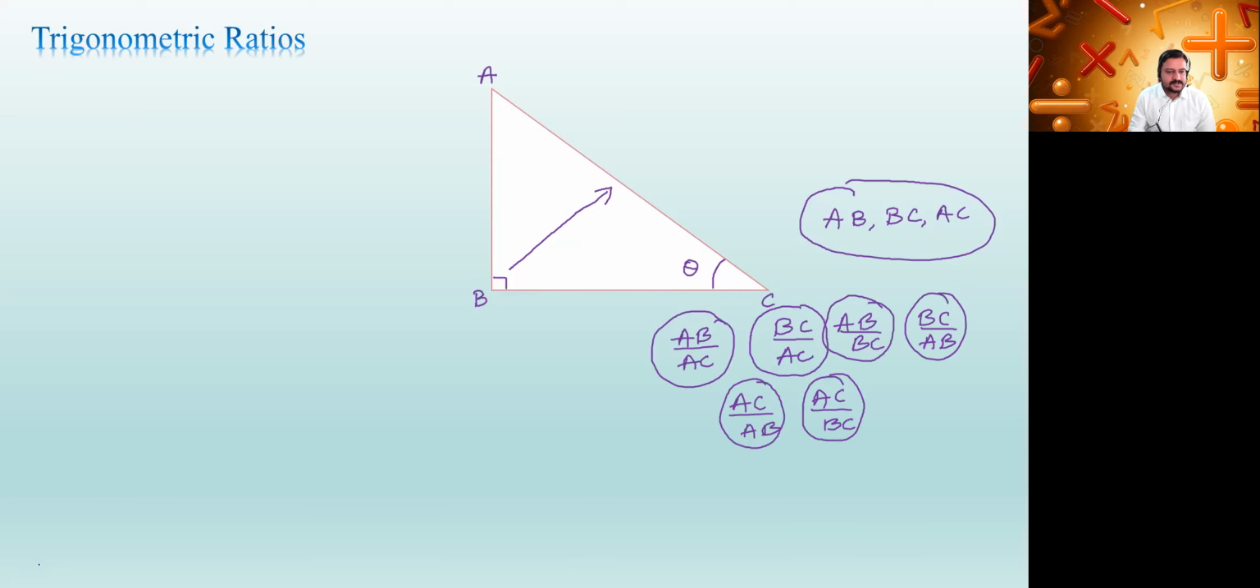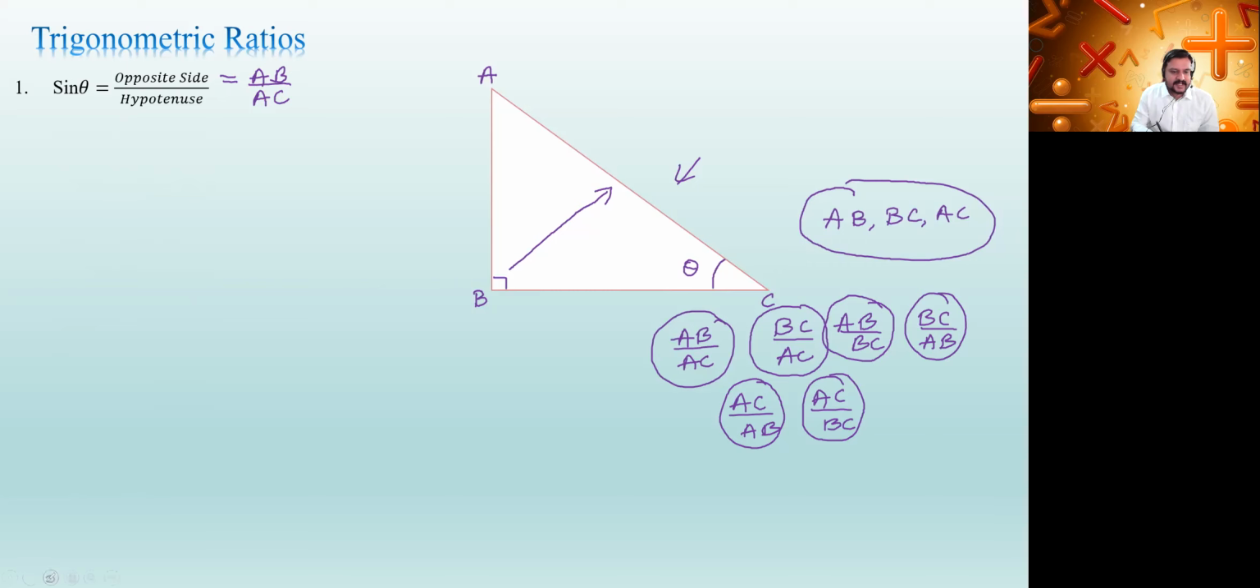Which one is the first? First one is sine theta. Now suppose this angle is theta. So sine theta is what? It is the ratio of opposite side and hypotenuse. Now for this figure, our opposite side is AB and hypotenuse is AC. So what we can write from this figure, opposite side upon hypotenuse means what? AB upon AC. So AB upon AC, this ratio is nothing but sine theta.